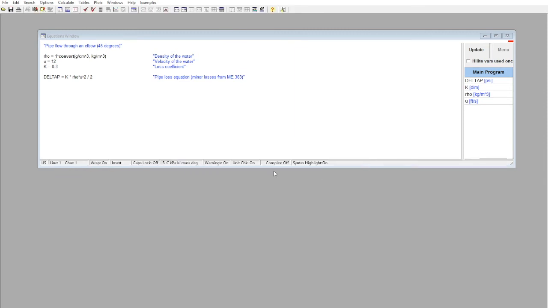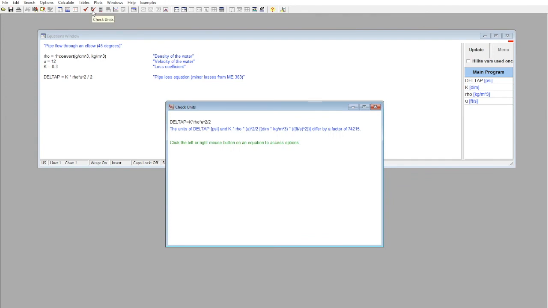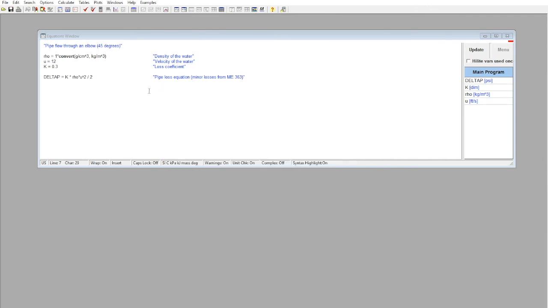4 equations and 4 variables, that's good. Check the units. Delta P is in PSI, and then K times rho is something, wow, what a mess. Dimensionless times kilogram per meter cubed times feet per second squared. Oh, what a mess. All right, oh yeah, I know the problem. Now, by my own advice, we're supposed to convert this, times convert feet per second to meters per second. All right, that's what I want there.